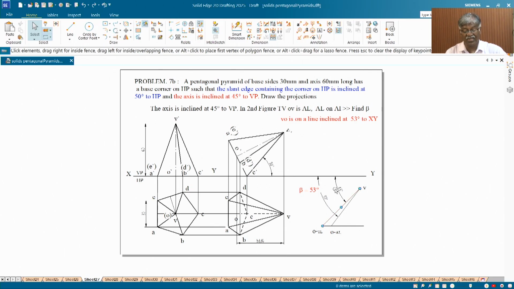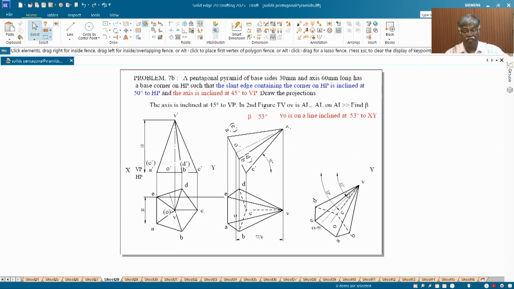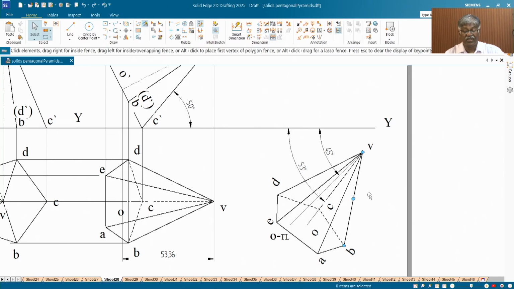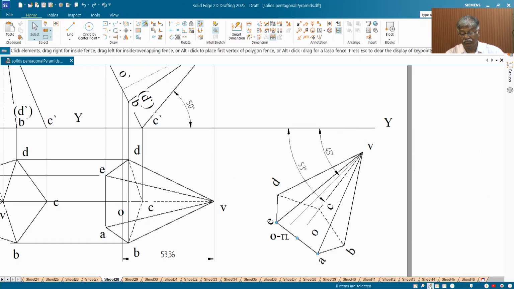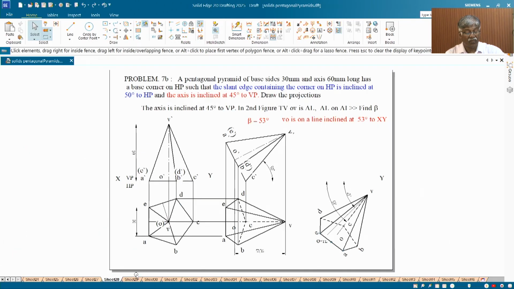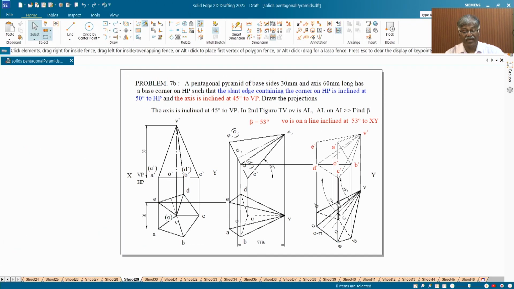Otherwise you do this here only and move and rotate. You have to take this V as reference, move up to this, then rotate. Okay. That's what I have done here. This is how you move and rotate. See, OV must be on the beta line, the 53 degree line. Okay. Now, finally, you will get this.